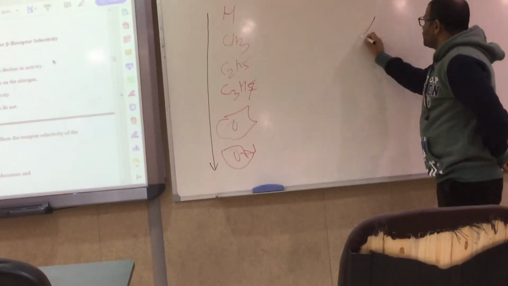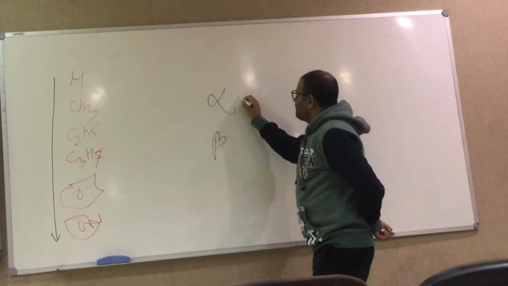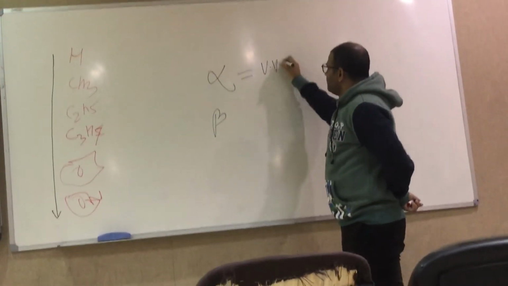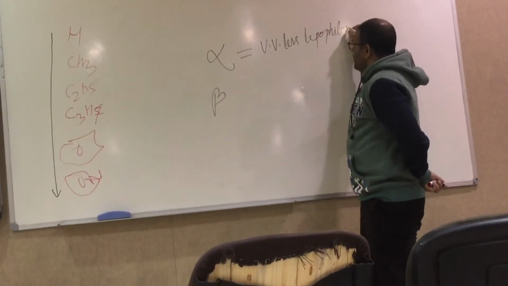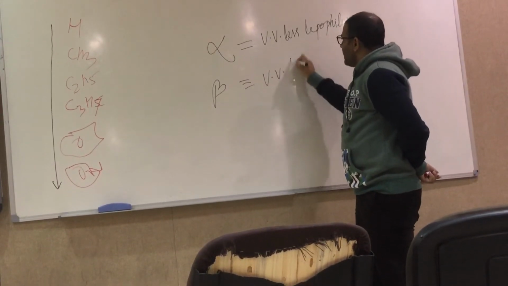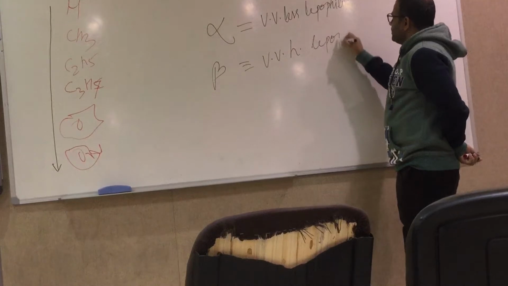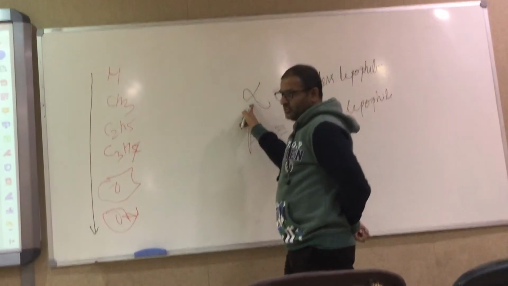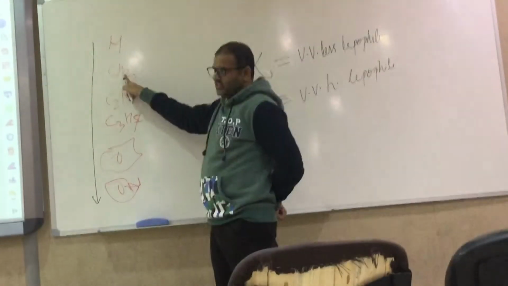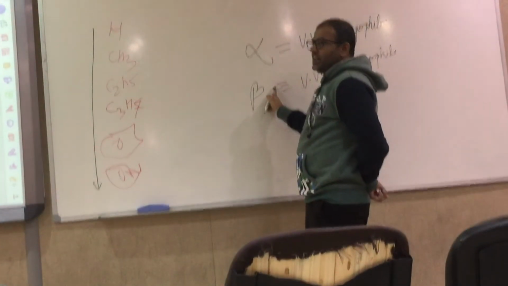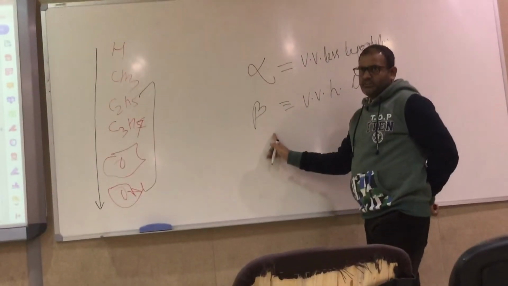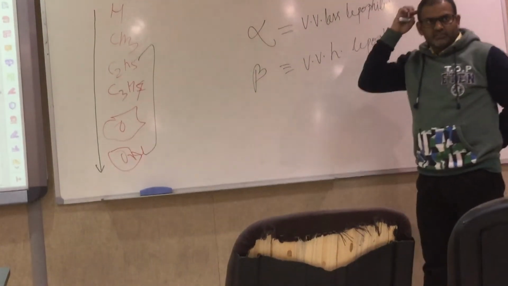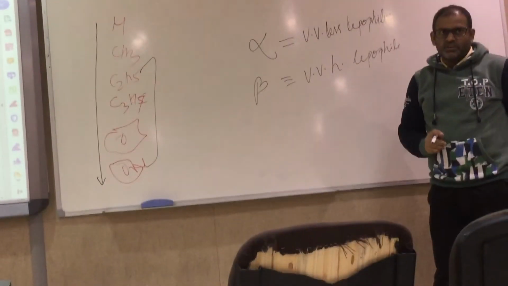Second point: as compared to the beta receptor, the alpha receptor is very less lipophilic, but the beta receptor is very, very highly lipophilic. So if R is equal to hydrogen, it goes to alpha. If R is equal to CH3, it is 50% alpha, 50% beta. But if R is equal to C2H5, it goes 100% to beta, depending on whether the lipophilicity is high or low. I am going to repeat it again.